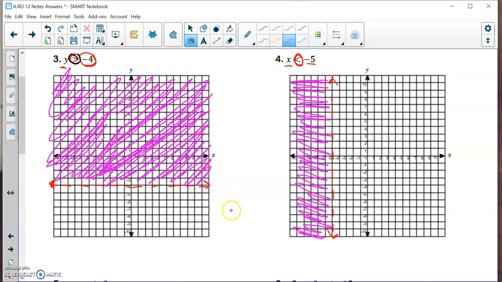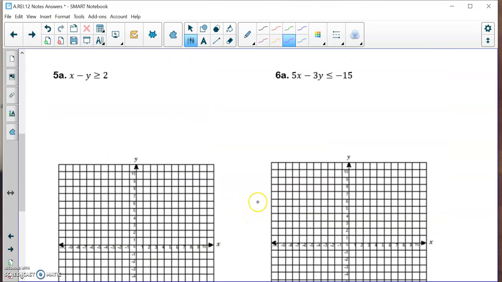All right, next two, this time we need to solve for y. So in number 5, part A, I'm going to subtract 2 from both sides. I have -y is greater than or equal to -x plus 2. Now this next part, listen very carefully. Remember, when I divide both sides by a negative in an inequality, I need to flip my inequality symbol and I wind up with the following inequality.